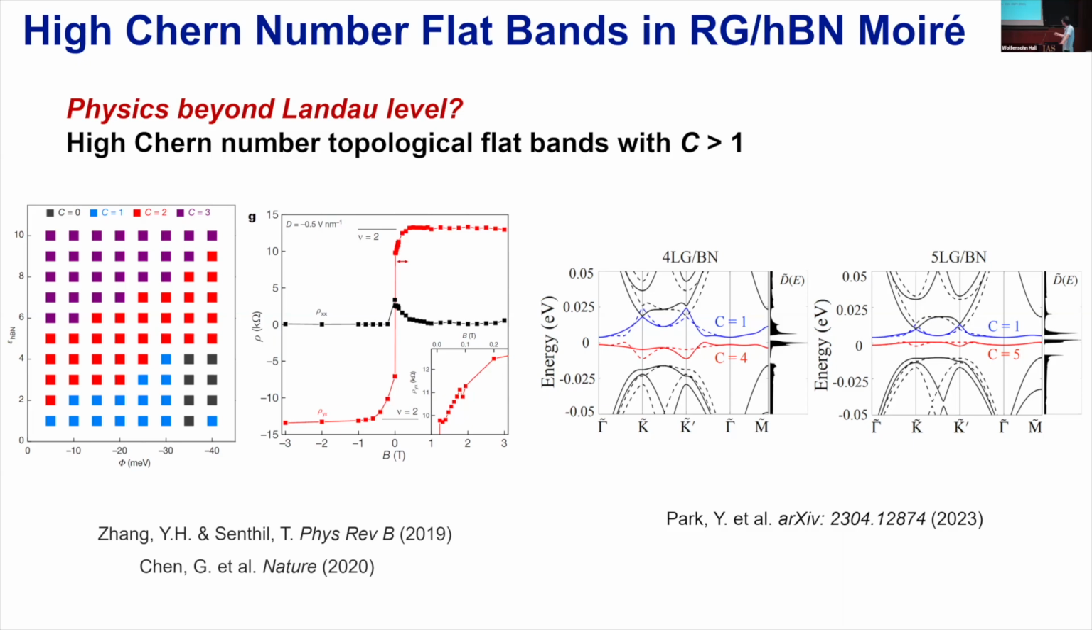And then there are more calculations for thicker layers, 4 layers, 5 layers, and they were arguing that on the hole side, this is the hole band, you can have Chern number equals 4 or 5, the same as the layer number. Okay, there are all these possibilities, and if this band is flat enough, maybe you get fractions out of this high Chern number band.